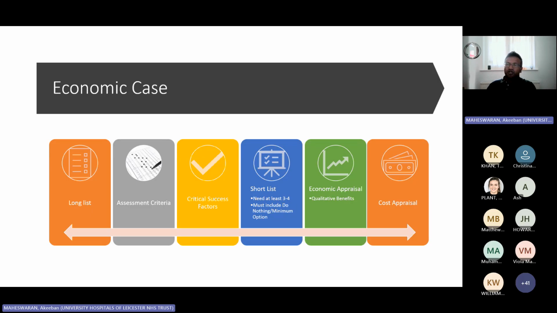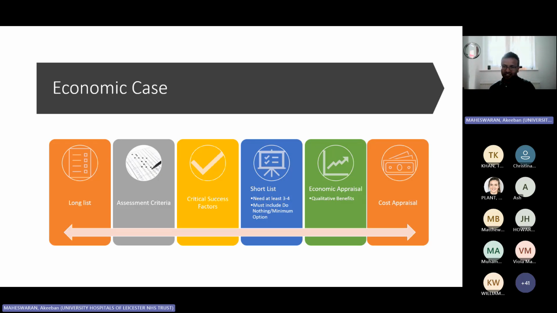If in your long list you put all the potential options, however stupid and however unrealistic, then you can show that you've thought of all of them. And so if somebody comes back to you and goes, why didn't you think of this? You go, well, we thought of that and we dismissed it because of this reason. And then you have your assessment criteria.